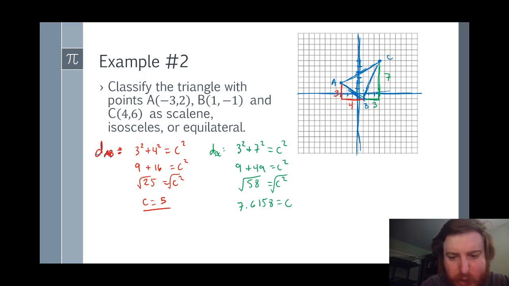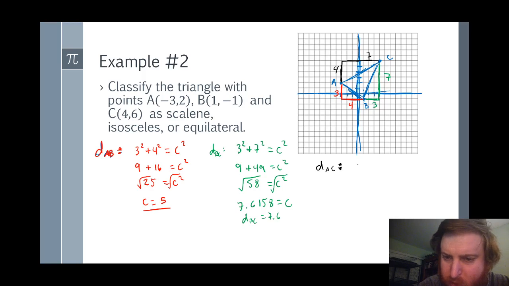So really this isn't C necessarily, it's the distance between B and C is 7.6. Right, and the distance between A and B was 5. All right, and then we'll do one last one for our third side. And so for our third side, I'm going to go up to get to that 6, and then across. So 1, 2, 3, 4. 1, 2, 3, 4, 5, 6, 7.